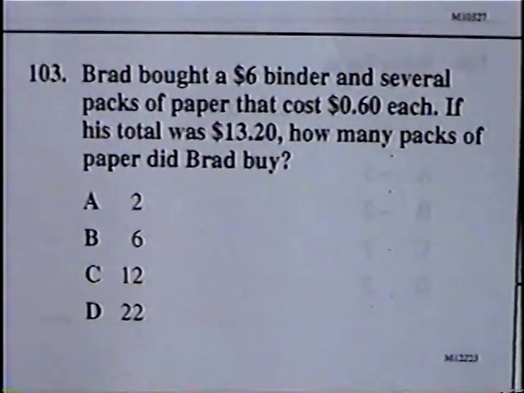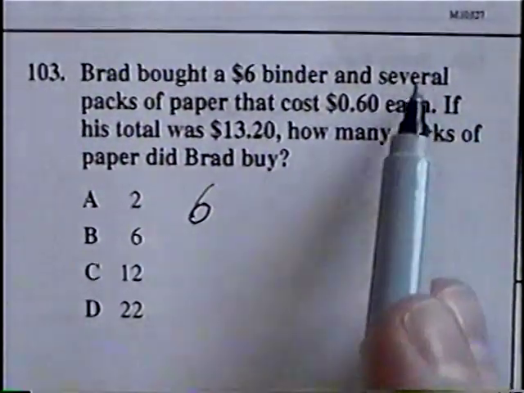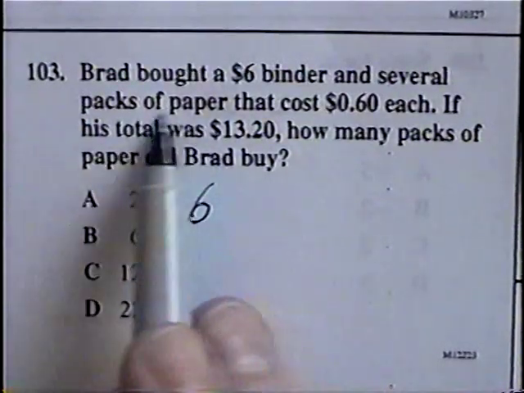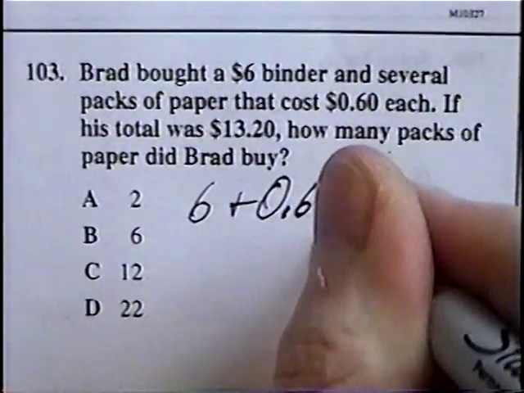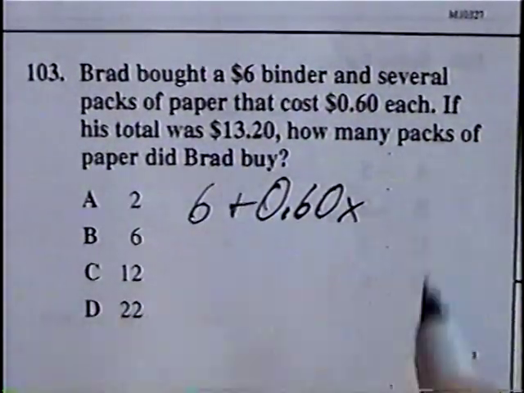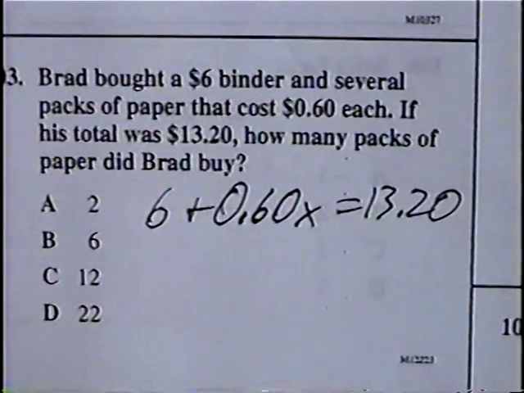For this problem, we can write an equation. Brad bought a binder for $6, and he adds to that several packs of paper. We don't know how many packs, but they're 60 cents each. So that would be 60 cents times X. And his total was $13.20, so it would equal $13.20.